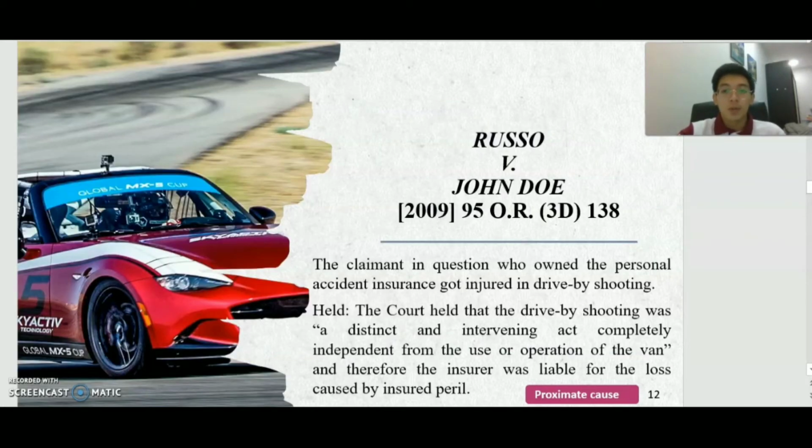In the case of Russo versus John Doe, in the year 2009, the facts were that the claimant, who owned a personal injury insurance, got injured in a drive-by shooting, and he decided to claim from the insurance company. And the court held that the drive-by shooting was a distinct and intervening act completely independent from the use or operation of the van, and therefore the insurer was liable for the loss caused by the insured peril. So it comes to an end of my presentation. Thank you.